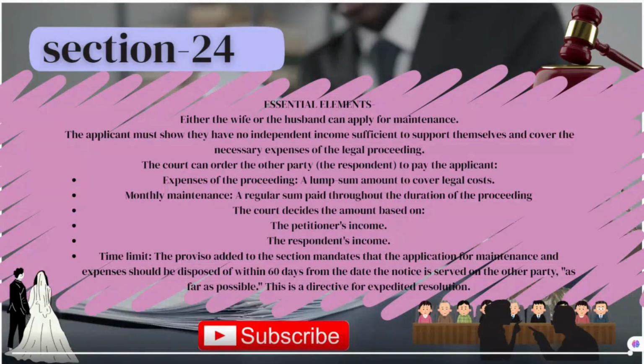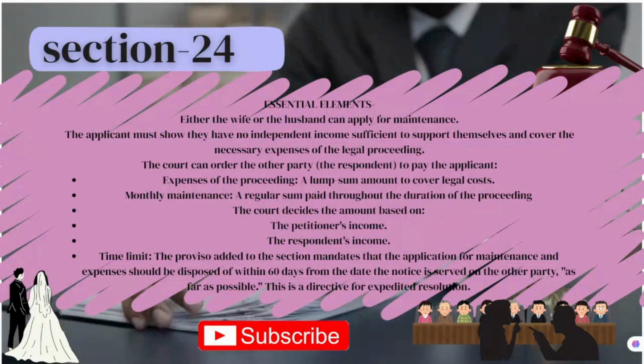And the fourth, the court will decide the amount after checking the income of the applicant, the petitioner, and the income of the respondent, both the petitioner and respondent. Fifth, it's very important. The law says that the court should try to decide such application within 60 days from the date the notice is given to the other party. This means the proceeding should be quick. Basically, these are the essential elements of Section 24.